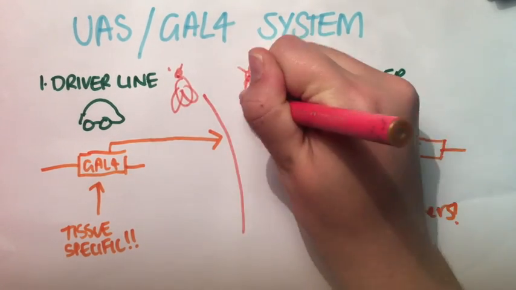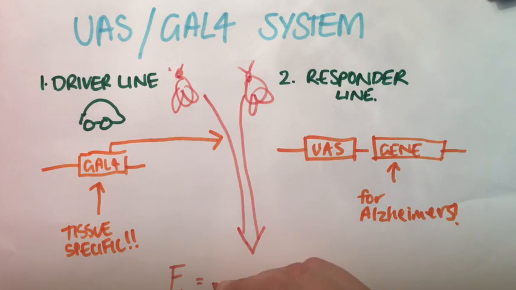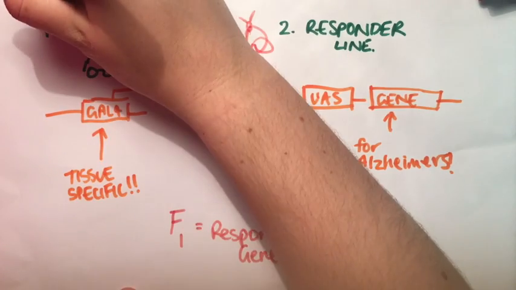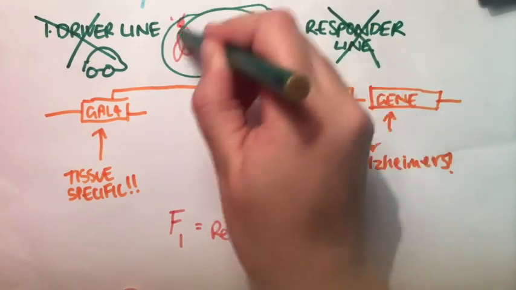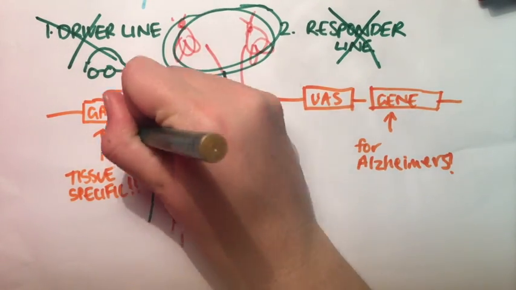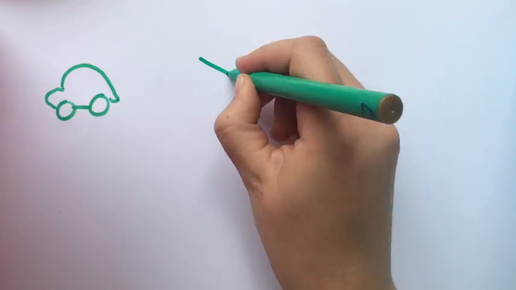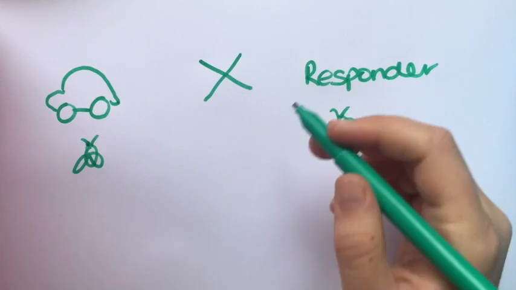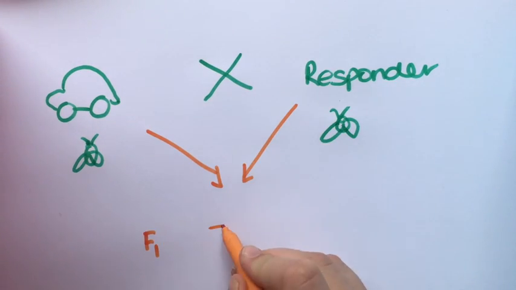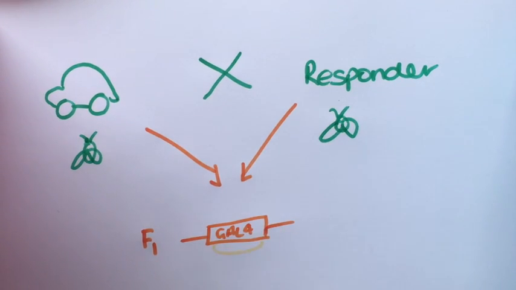The driver line and the responder line sequences are not expressed individually, they have to be fused to be expressed. Gal4 is the transcription factor and will sit on the UAS of the responder line and drive the expression when crossed together. The result is the expression of a target gene, in this case simulating Alzheimer's disease in the experimental fly group.